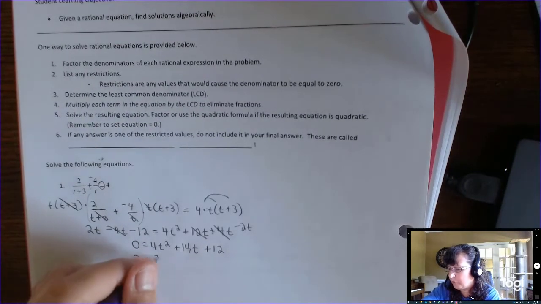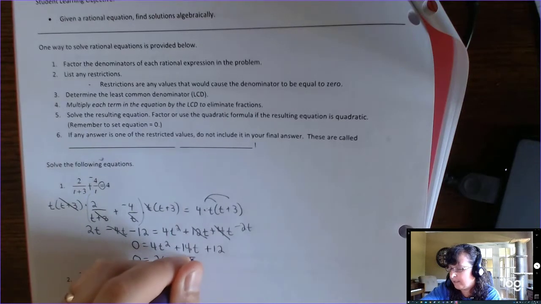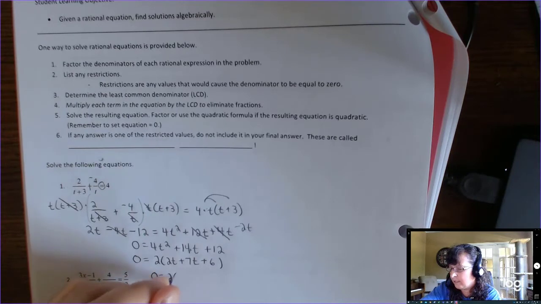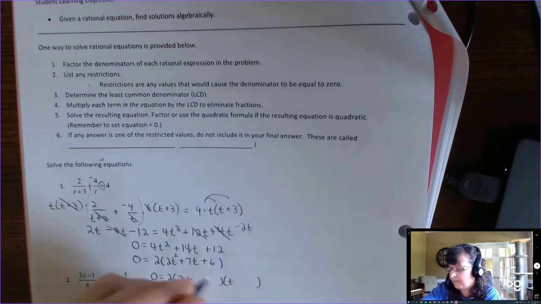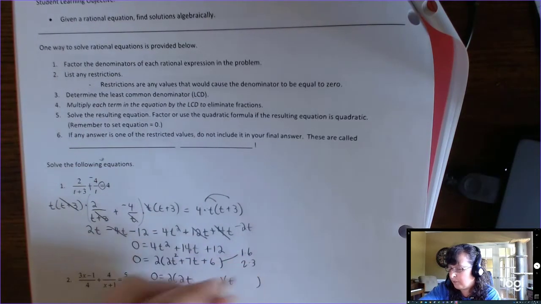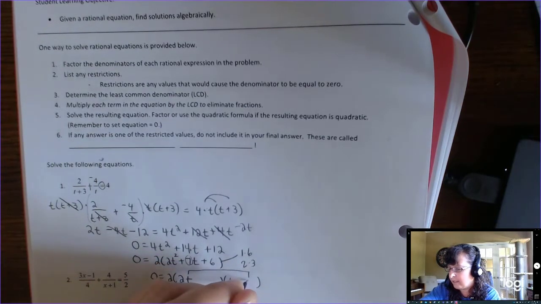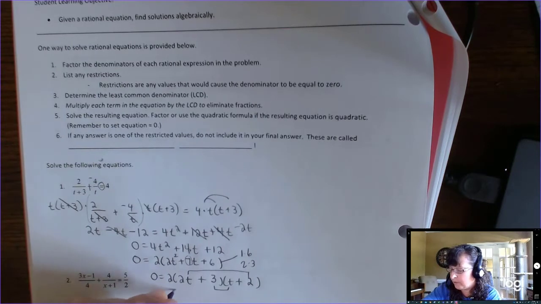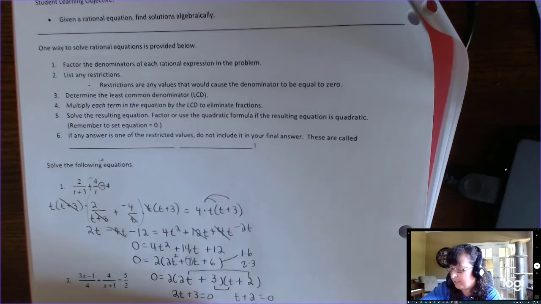Let's pull a 2 out, so that's 2 times t squared plus 7t plus 6. Let's see if it factors. Put a 2 here and a t there. Factors of 6: 1 and 6, 2 and 3. Outer and inner terms have to add to be 7, and I can see that's going to work if I put a 2t plus 3 and a t plus 2. So set those equal to 0. t equals -3/2 and t equals -2.